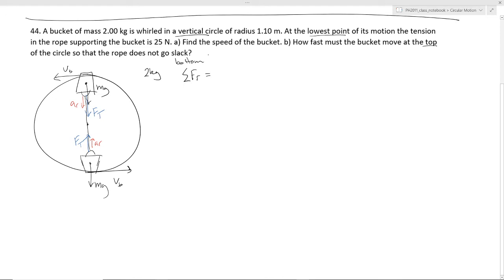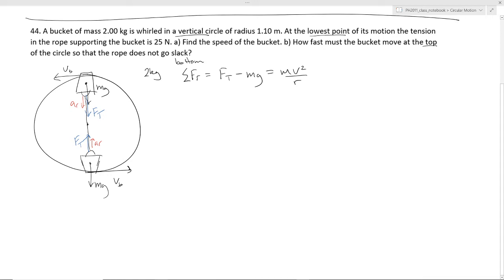So at the bottom of the swing, what forces are we going to have? Well, we're going to have the tension that's pointing up towards the center of the circle, so that'll be positive. We're also going to have the weight, it's pointing down, so it'll be negative. We know that that's going to equal the mass times the centripetal acceleration. In other words, that'll equal mass times v squared over r.